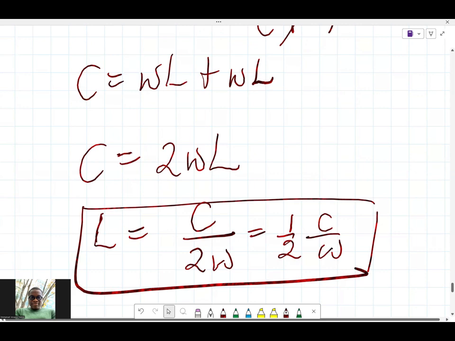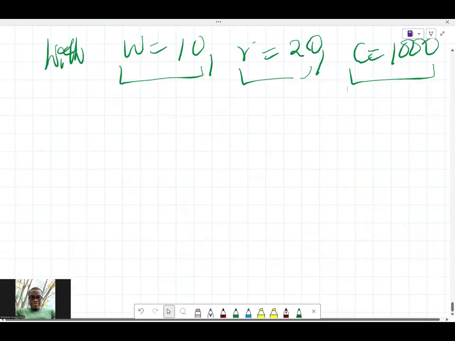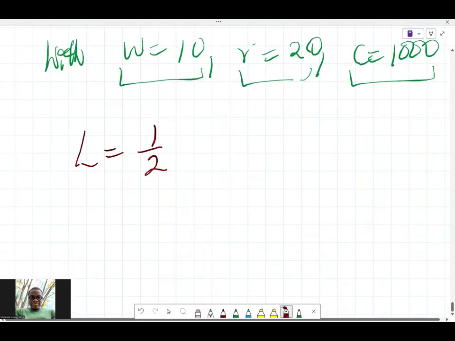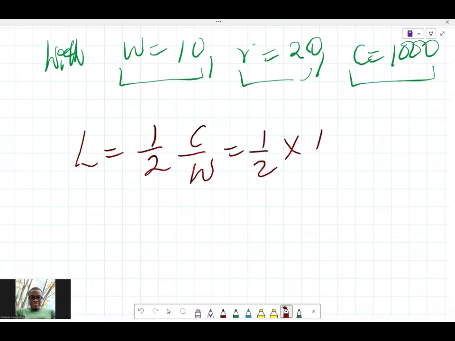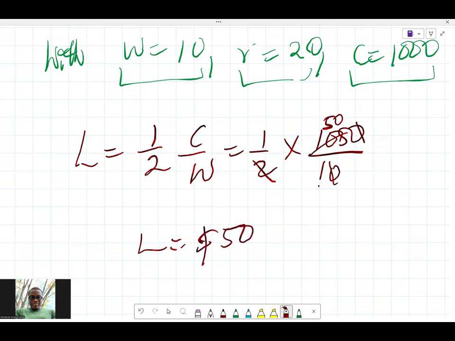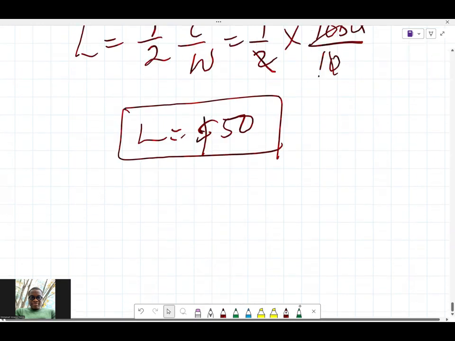So L is 1 over 2 C over W, right? So we have L, which is 1 over 2 times C, that's 1,000 over W, which is 10. Okay, so we see that L is equal to, if it is in dollars, for instance, this cancels, and 2 here is 1. Here it's 50, right? So it means that the wage for labor is $50. That's labor wage or something like that.